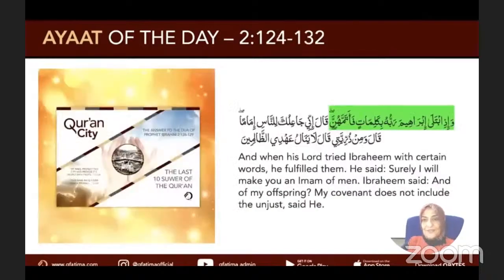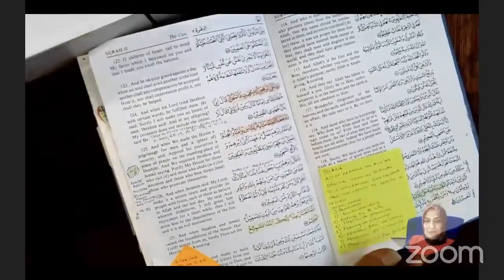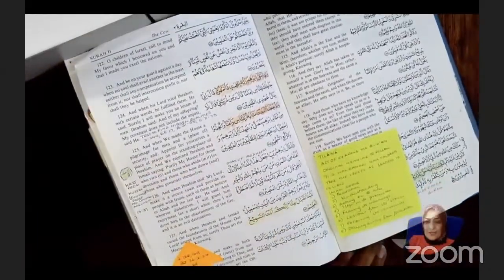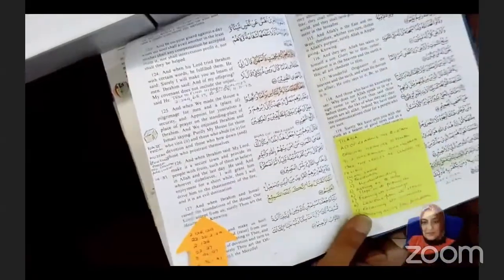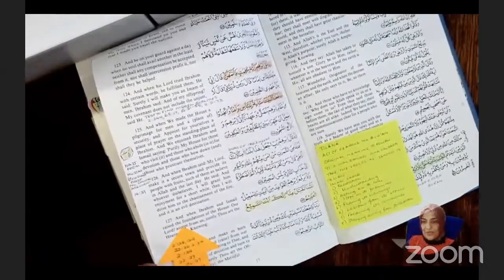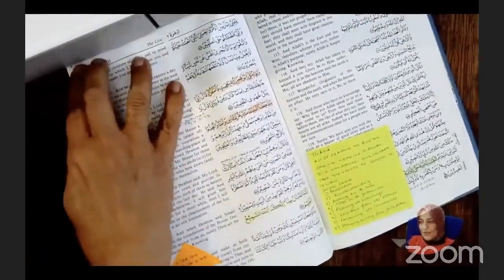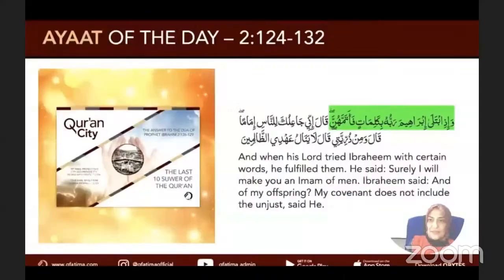Next one. Ayah 124 to 132. And this is all about Prophet Ibrahim. And I'll show you how I've got it in my Quran. So you can see it there, 124, all the way down. And then if I can turn it slightly, maybe you can see it. You can see I've also put all the ayah that relate to Prophet Ibrahim. So I'm just going to start you with the first one. And then we'll look at it. So let's go back to this.